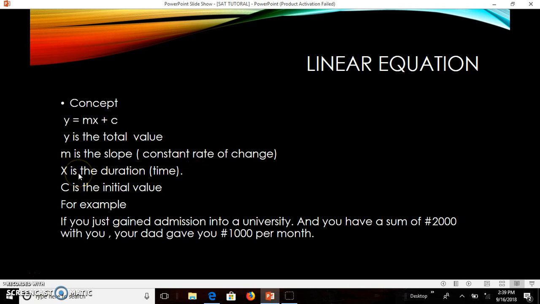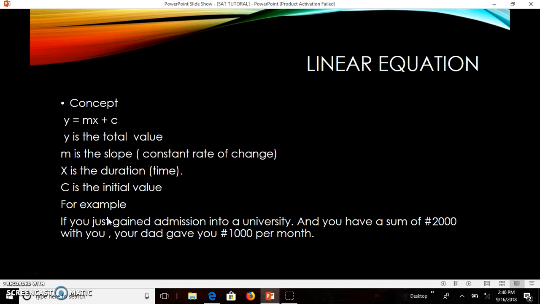Now, x is the duration, the time it took for the rate to happen, or for the change to happen. And c is the initial value. So that means what you are starting with here. Just like the y-intercept, it is the initial value of y before it increases.